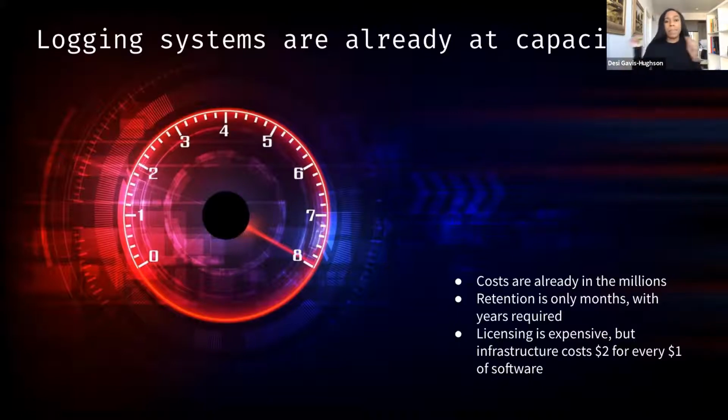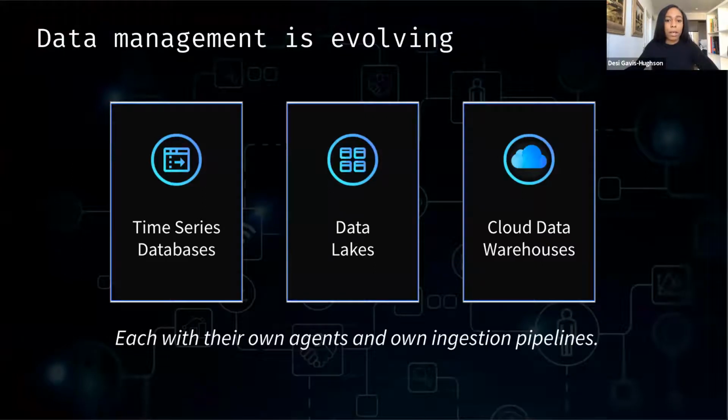And then kind of going back to the licensing costs, the infrastructure required to store this growing set of data can cost as much or more than commercial licensing costs. More data also means you need more CPU dedicated to analyzing it, right? And for many customers, the added infrastructure costs can be in the tens of millions of dollars. Lastly, environments are getting super complex, right? You have your time series databases, your data lakes, your cloud data warehouses, and each of those has its own agents and its own ingestion pipeline, right? It gets tough to manage it all.